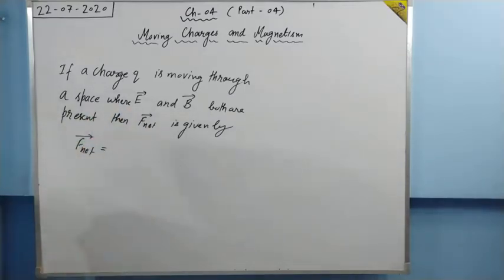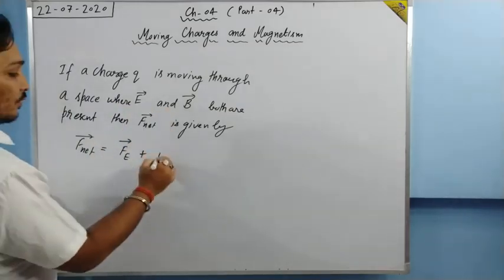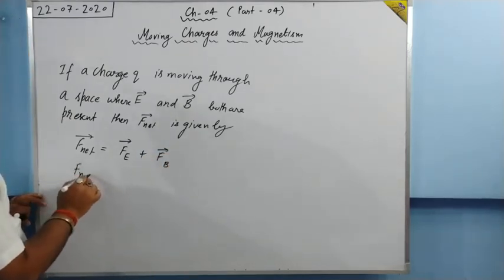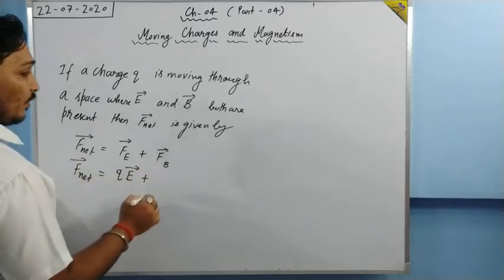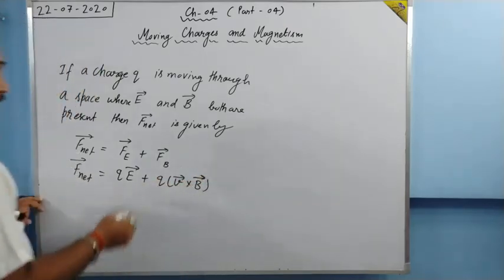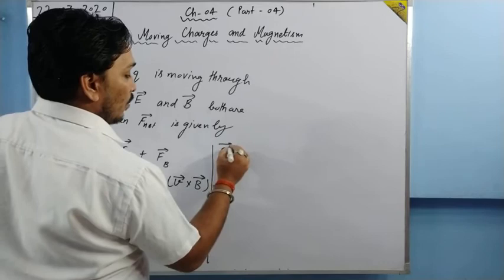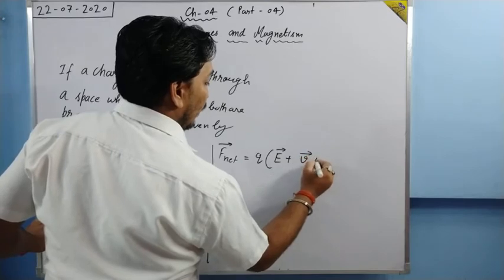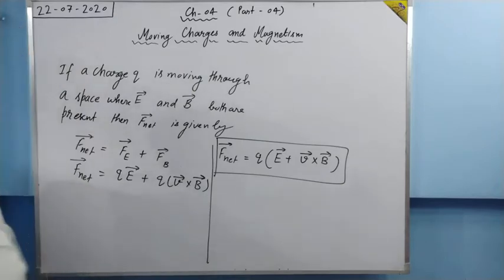Electric field exerts its force and magnetic field exerts its force. Let us write that force as a vector. Now F net will be equal to Fe, which is given by Q into E vector, and FB vector is given by Q V vector cross B vector. Q can be taken common. F net is given by Q times E vector plus V vector cross B vector. This is the value of net force.